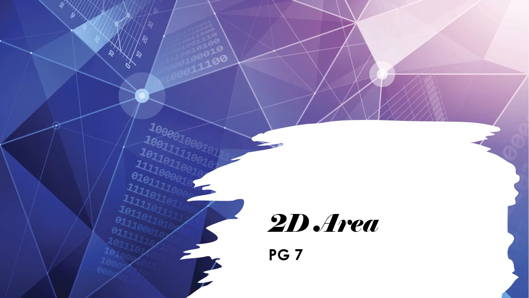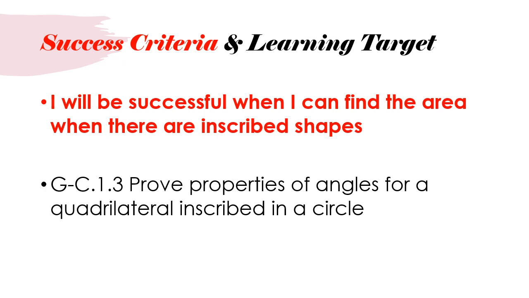Now this one is on page 7 of your notes, so I hope you enjoy. The success criteria is you'll be successful when you can find the area when there are inscribed shapes. Inscribed means it's inside of another shape. And the learning target is G-C 1.3, prove properties of angles for a quadrilateral inscribed in a circle.